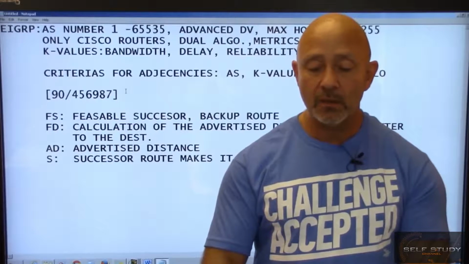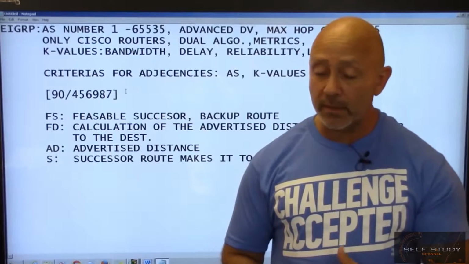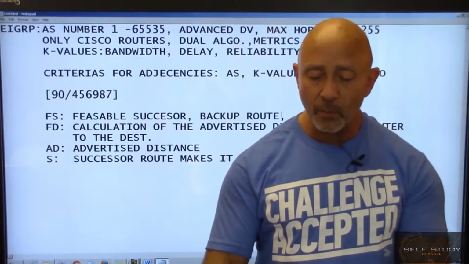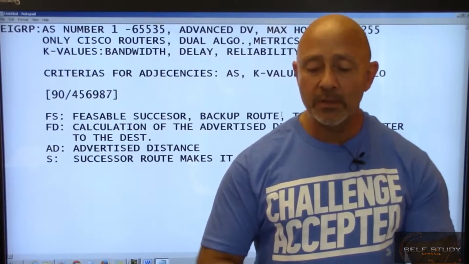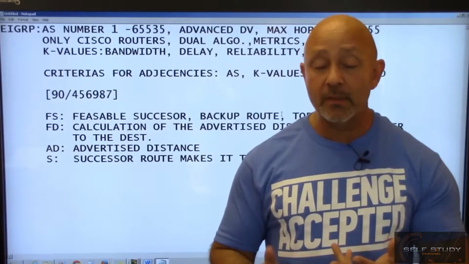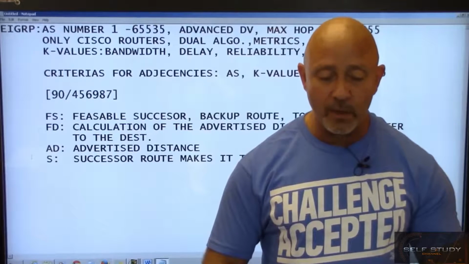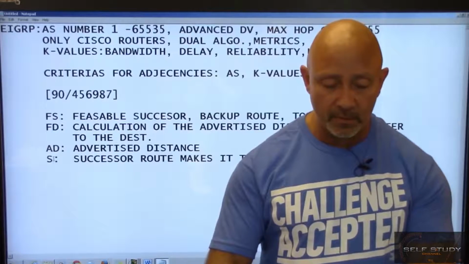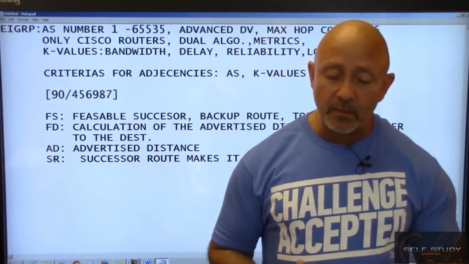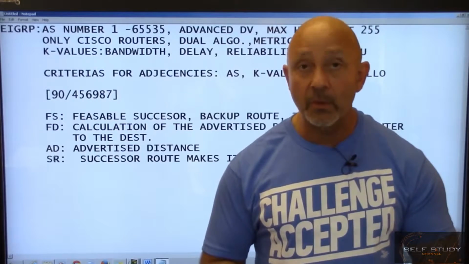to the routing table. All right. Feasible successors, which is the backup route, remain in the topology table. All right, so you have feasible successors, feasible distance, advertised distance, and successor. I'll put SR, successor routes. The successor routes go to the routing table.